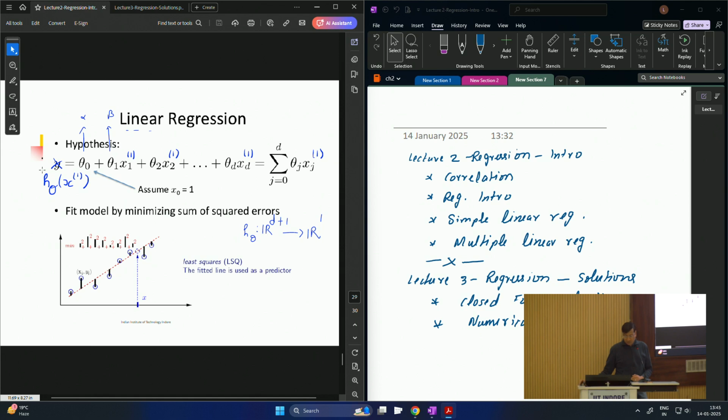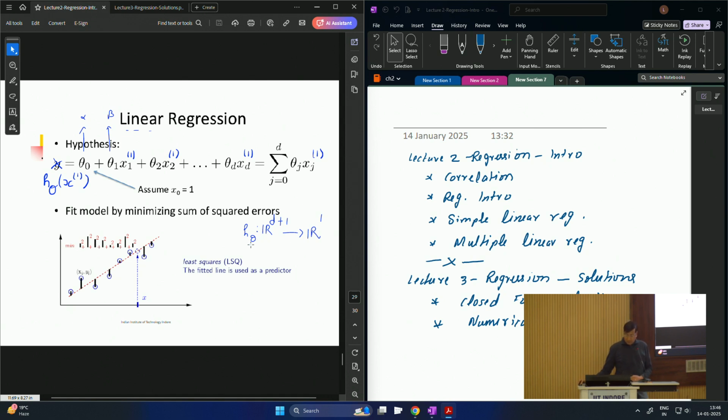Okay, so to do that, we first wrote h theta of x^i, which is theta naught plus theta 1 x1 plus theta 2 x2, and so on. You can see the subscripts x1 to xd are the dimensions. The superscript, I have just put it for the first point. It could be for the second point, could be for the nth point. In the previous case, the simple linear regression, theta naught was alpha, theta 1 was beta. Y is equal to mx plus c, which we wrote earlier, right?